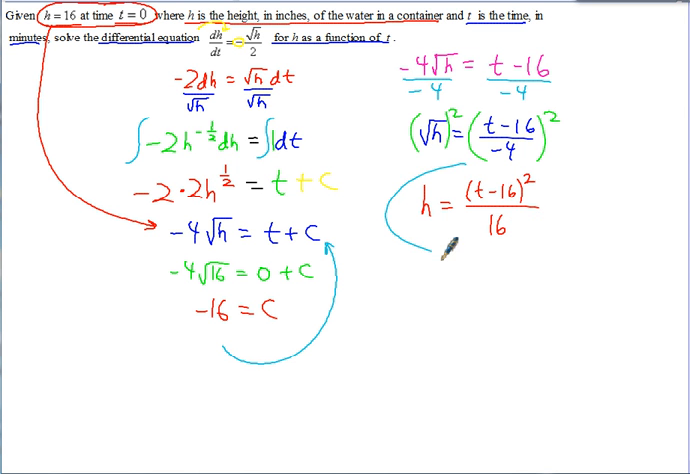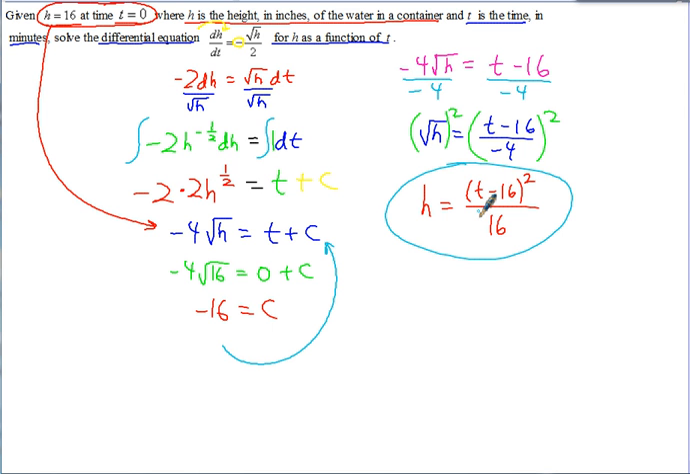And look at what this tells us. Now we have a function that would give us the height. H was the height of the water in the container at any time. So if you wanted to know what the height of the water is at time 5, you would just substitute a 5 in here. And now that gives you the height of the water at time 5.